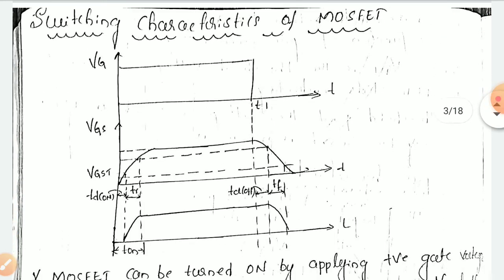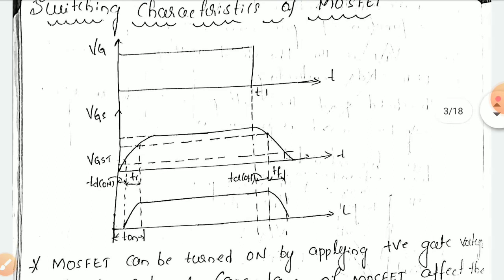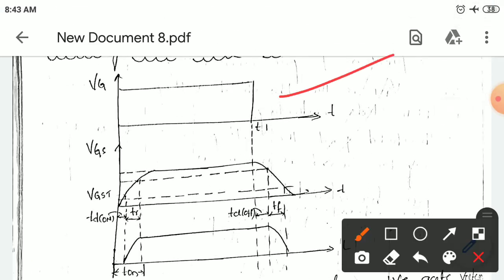So next is the switching characteristics of the MOSFET. Switching characteristics is nothing but how the MOSFET operates when switching from one state to another state. It is a graphical representation indicating the variation of voltage and current when switching from one state to another. The first wave is the gate pulse which we applied, the second wave indicates the gate source voltage, and the third is the current.